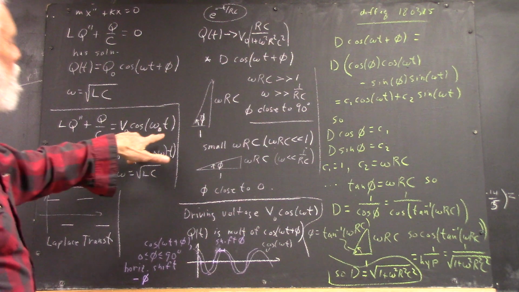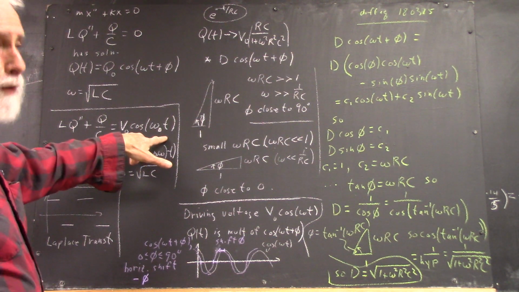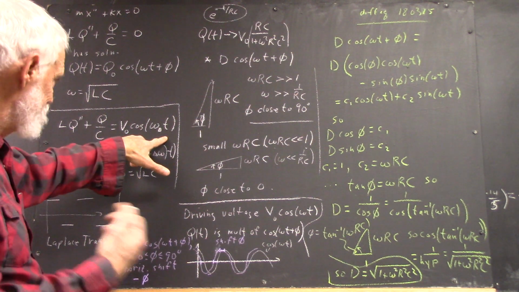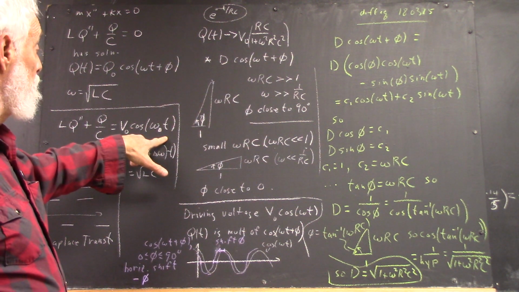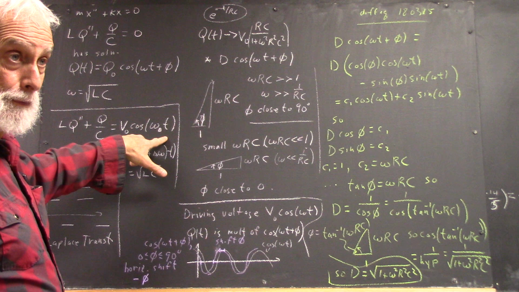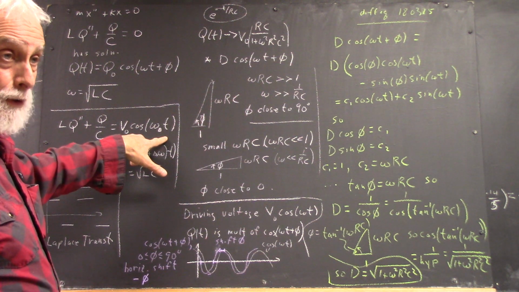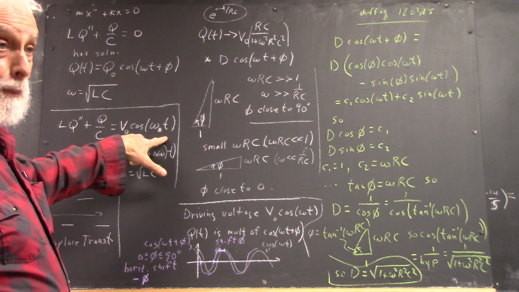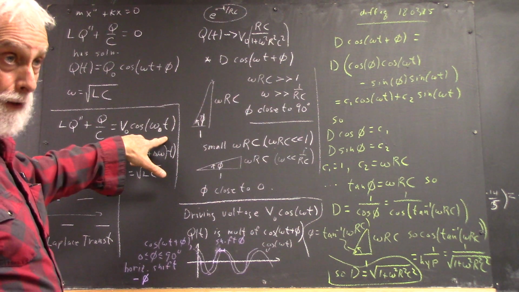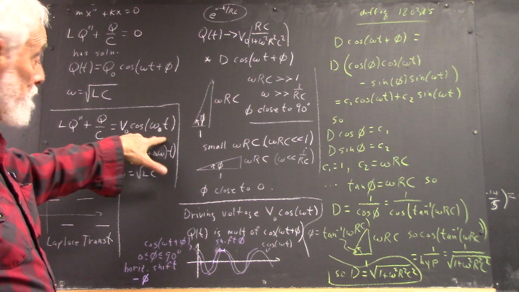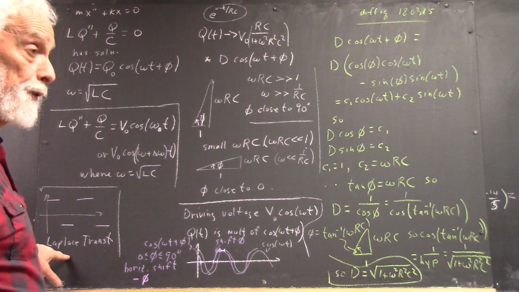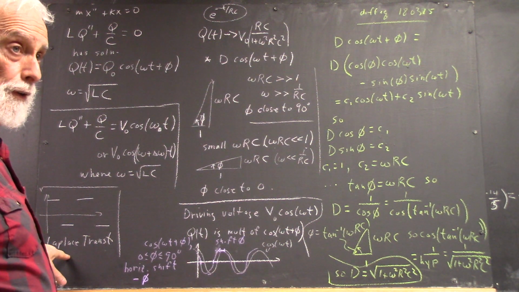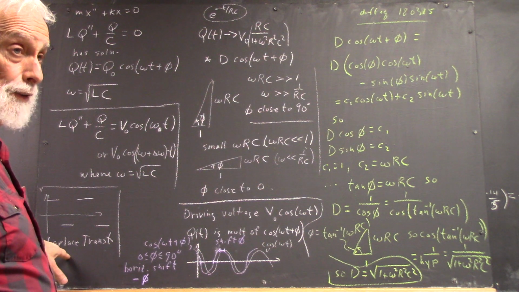There are driving voltages, or driving quantities, that you can't solve with the trial solution. So you get into this thing called variation of parameters. We're going to be getting into that next week. We're going to be getting into Laplace transforms toward the end of the course, the last couple of weeks.